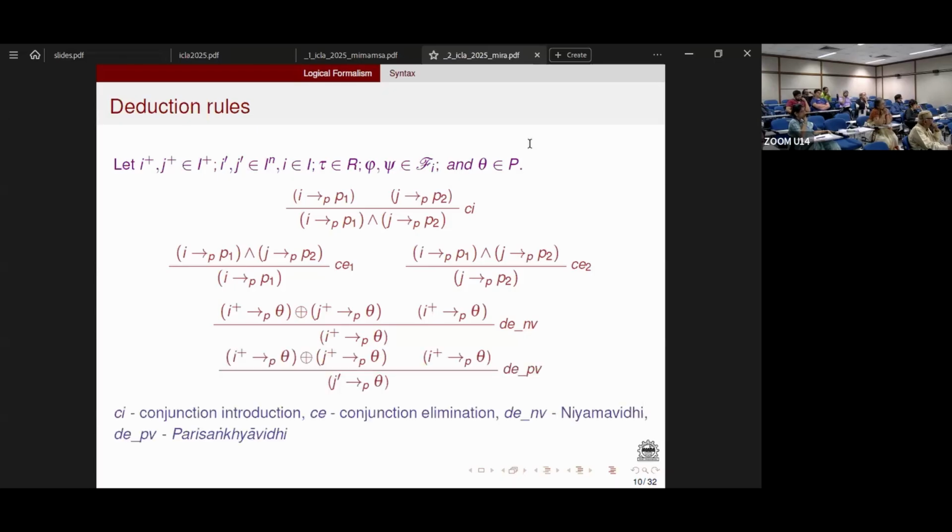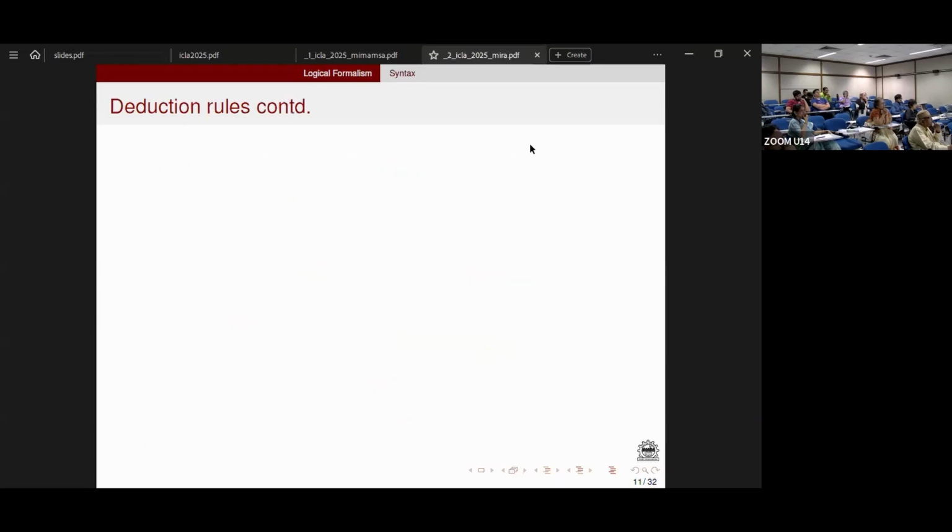The second one is the DEPV, is Parisankhya Vidhi, where the top portion is the same type, but you exclude the other portion. J dash is the other portion of it, which indicates that do not do that. So that is a Parisankhya part where we derive. And this is very similar to that of proposition logic, where we assume tau, and that leads to phi, where tau is the reason, which is a proposition part, and phi is the imperative part. Then we can deduce tau implied by R phi.